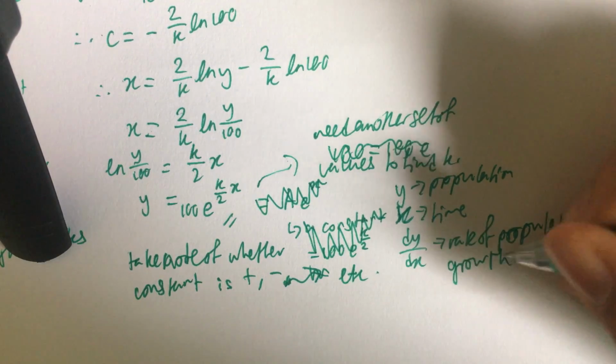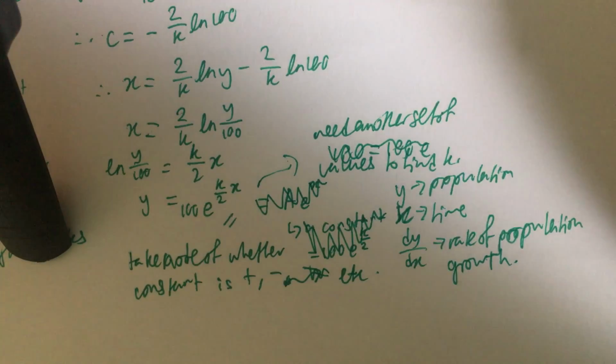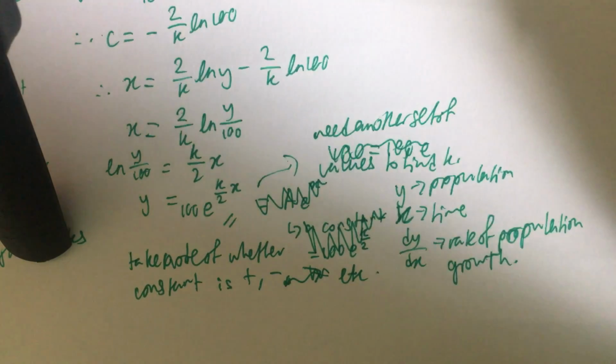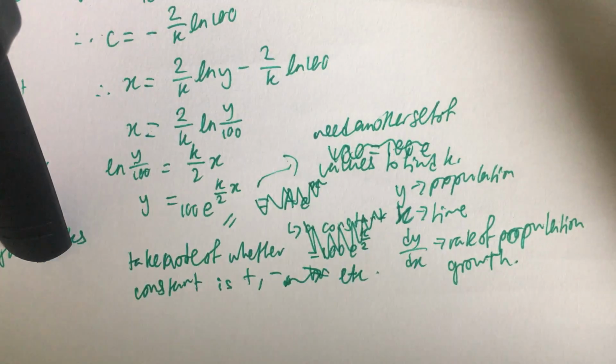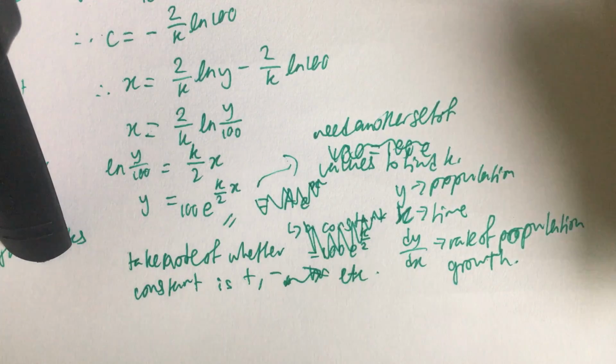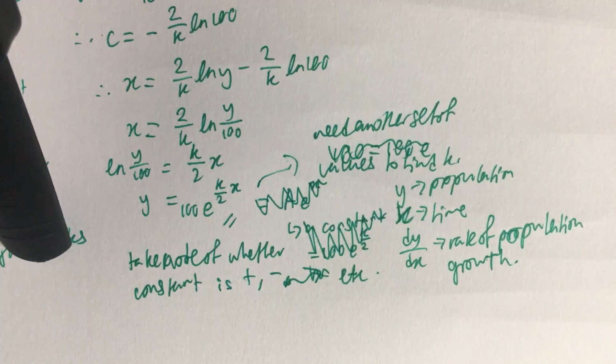Cool. So for example, if the question asks you what is the population at time this, then you must write down that at time this is the population growth. You shouldn't skimp on those words because that's pretty important for the differential equation question. Okay, so I think that's about it.